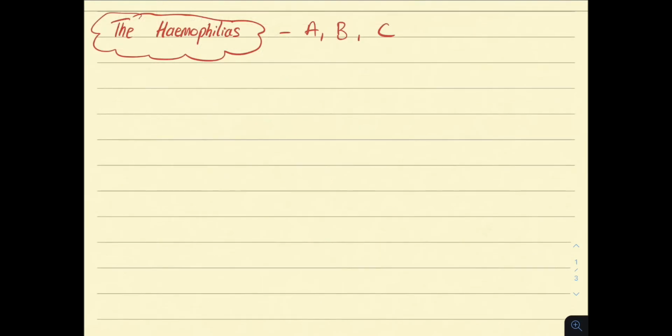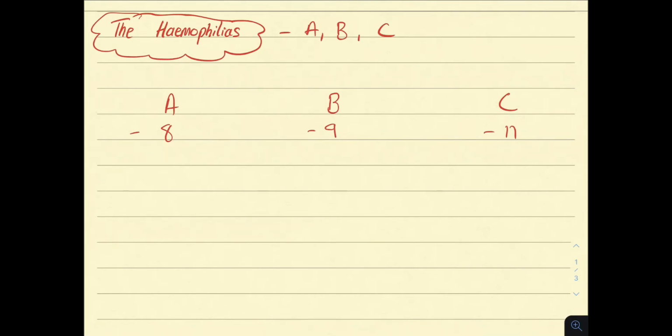So let us first discuss the haemophilias. Now there are 3 types: Haemophilia A, Haemophilia B, and Haemophilia C. Haemophilia A corresponds to a deficiency in factor VIII. This should be easy for you to remember, as A and 8 kinda sound the same. Haemophilia B is a deficiency in factor IX, so the next letter is the next number. And finally, Haemophilia C is a deficiency in factor XI.